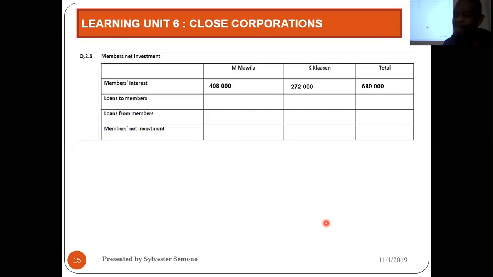Let me ask you something. Let's say Klassen decided to go. We were supposed to pay him 272. But now there's a loan. This loan is owed to the business by Klassen. Do you think that loan must increase Klassen's amount or decrease it? He must give us the loan back before we pay him. So that's why I'm going to go there and take out 10,000 from him. Does this make sense?